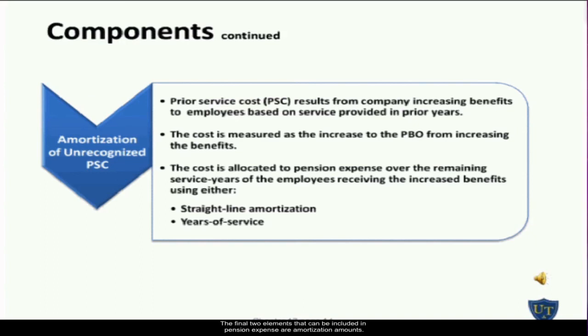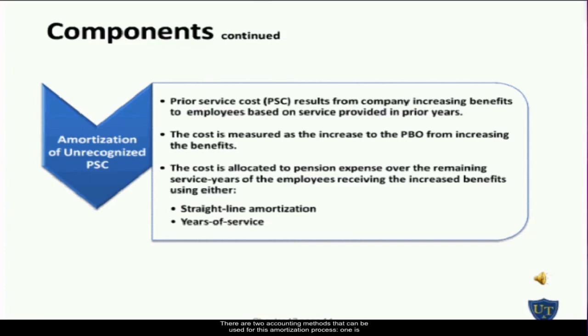The final two elements that can be included in pension expense are amortization amounts. The first is the amortization of unrecognized prior service cost. Prior service cost results from a company providing additional benefits to their employees for work that's already been performed. So in that sense, it's a cost for prior service. What's going to happen is that the company will pull this into pension expense over a number of years. So pulling it into pension expense is the amortization process.